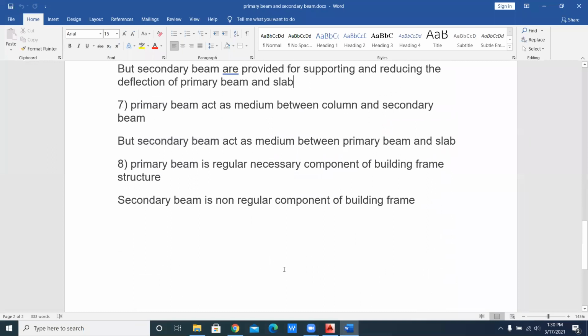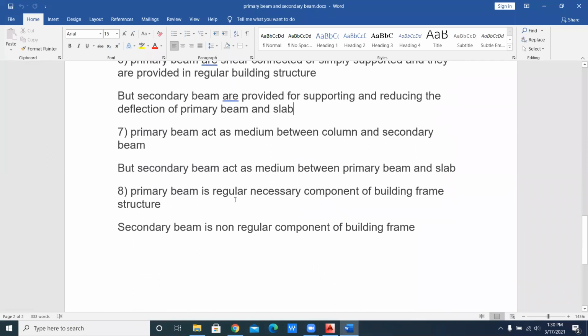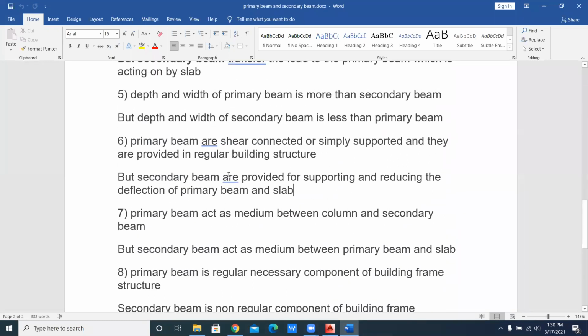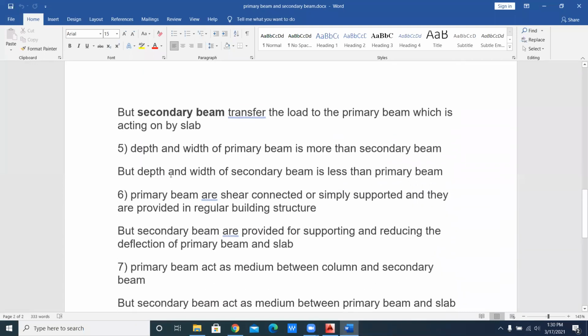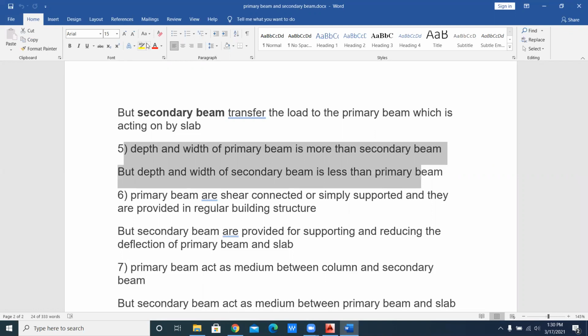Always remember that one other point is that the primary beam is a regular, necessary component of a building frame. The secondary beam is not a regular component. That is a more important point that I have shown you. You can see here that the depth and width of the primary beam is more than the secondary beam. It is one of the most important points.